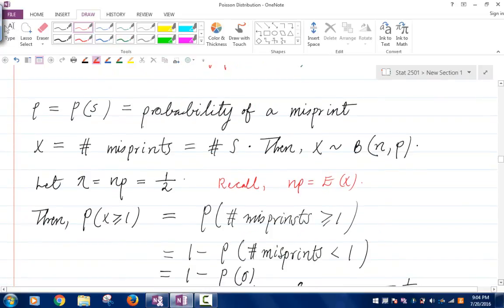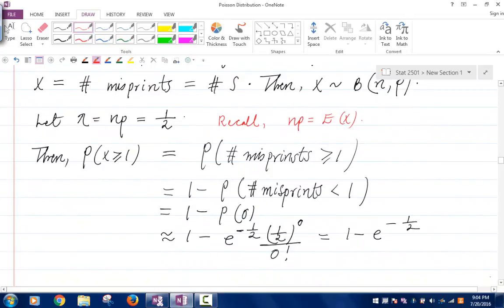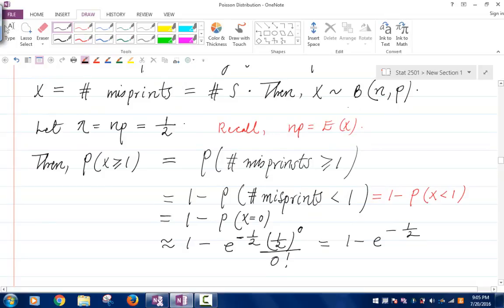So what's the probability that X is at least 1? The probability that X is greater than or equal to 1 is the same as the probability that the number of misprints is greater than or equal to 1. Well, that's the same as 1 minus the probability that X is less than 1, which means 1 minus the probability that X is 0. Now we can find the exact probability that X is 0 by using the binomial distribution, but we are going to approximate it by using the Poisson distribution.